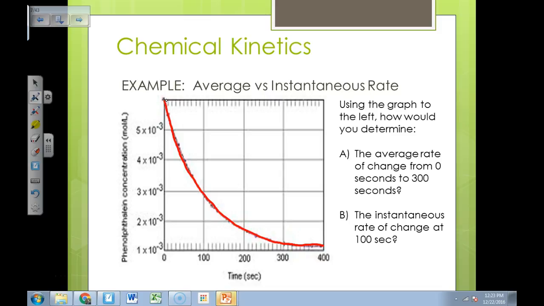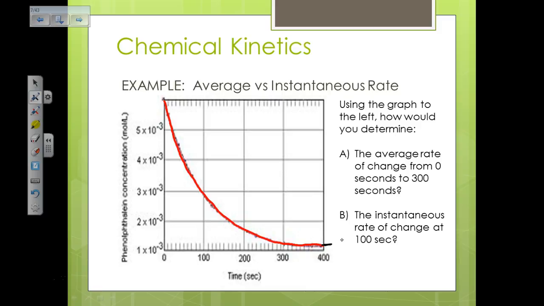But the point is that phenolphthalein is obviously getting used up because the concentration is decreasing over time. Eventually it gets to a point where the concentration is not changing. It's not that it went to 0, it's just that the concentration isn't changing.